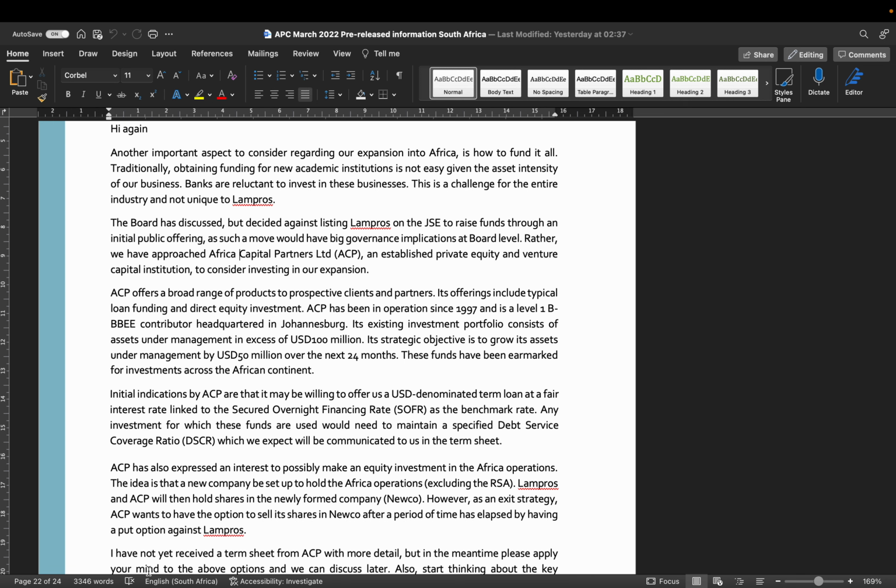Its existing portfolio investment consists of assets under management in excess of $100 million, so about 1.7 billion rands. Its strategic objective is to grow assets under management by 50 million over the next 24 months. These funds have been earmarked for investments across the African continent, right? So a quite large fund. Maybe not very big from an international context, but locally, 1.7 billion assets under management is quite large.